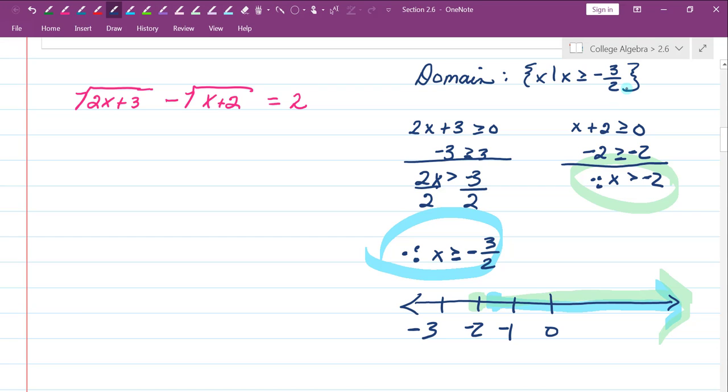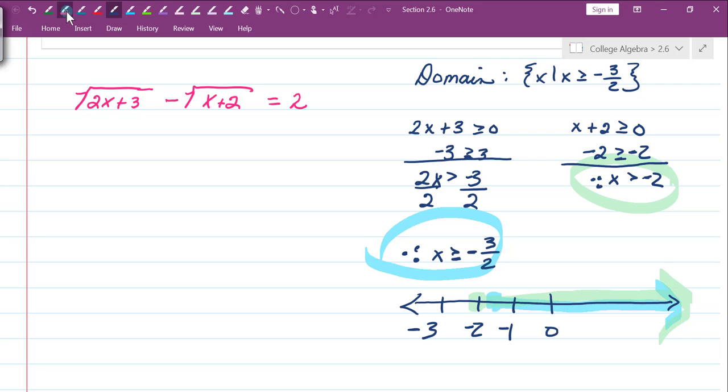So when we solve our problem, as long as our answers are greater than or equal to negative 1 1/2, we are set. If not, then we have found an extraneous solution which will not be part of the solution, and we would cross that off. Okay, so here we go.